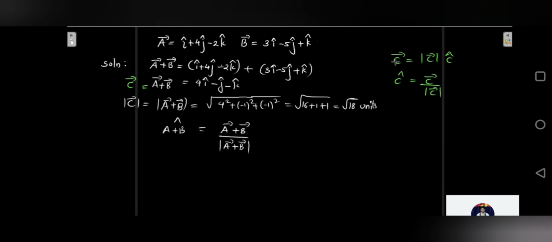This is using this logic, as vector C logic. Write down the vector on top: 4i cap minus j cap minus k cap, the whole divided by root 18. So I'll write it over here, 1 upon root of 18 in this bracket. This is going to be your unit vector, which is parallel to the resultant of A and B. Write the next question.